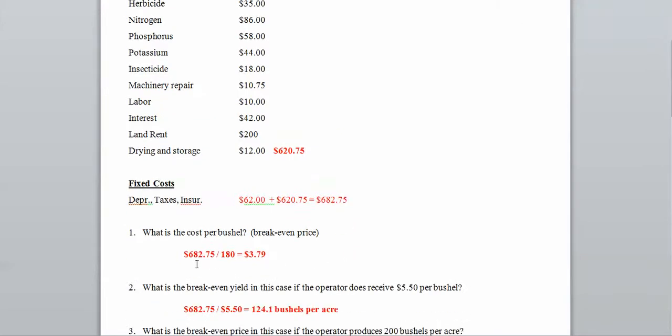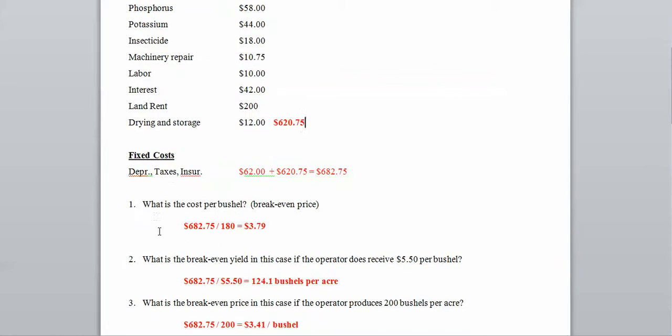When we do that, we divide our total cost by number of bushels. Right in the question it says, what is the cost per bushel? So I take my $682.75 and divide that by number of bushels per acre to get $3.79 cost per bushel. That's also my break-even price. If I receive $3.79 times 180 bushels, I will break even.